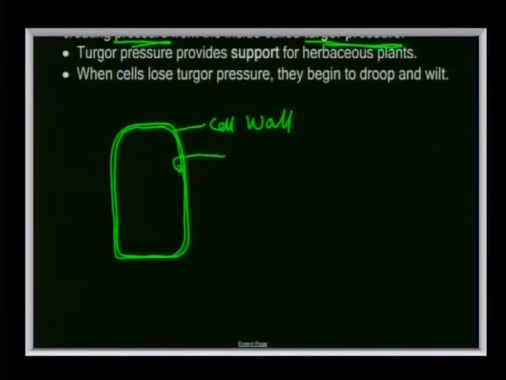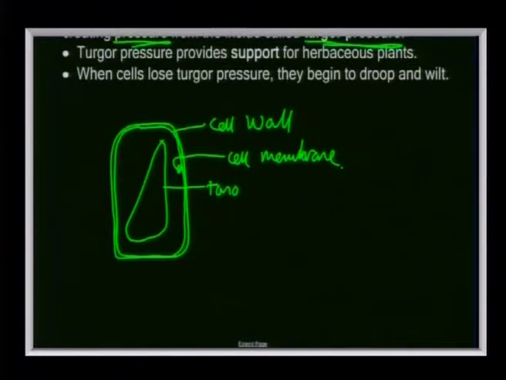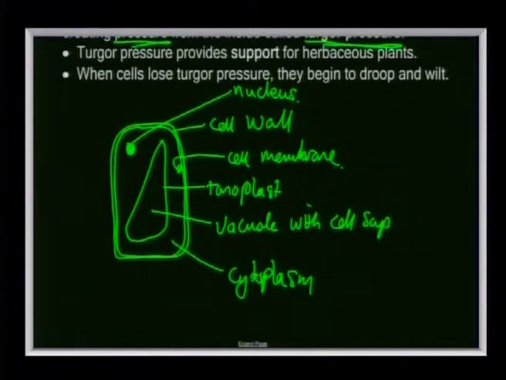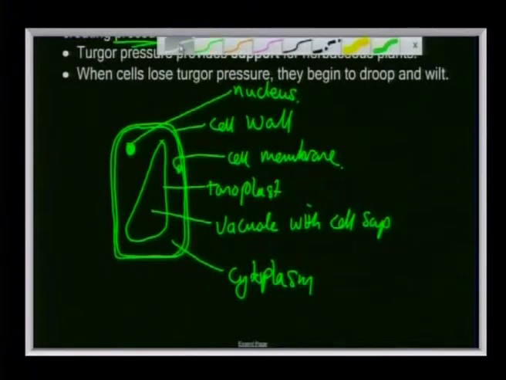Let's do it like this. We have a vacuole. Now that would be the tonoplast. That's the membrane around the vacuole. This is the vacuole with cell sap. And you'd have your nucleus. And then clearly this is your cytoplasm. Now turgor pressure is the pressure that's exerted in the cell.